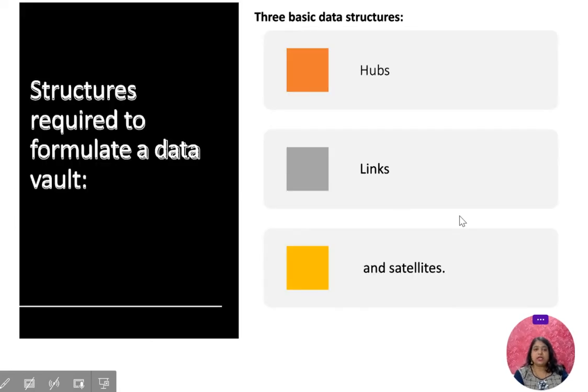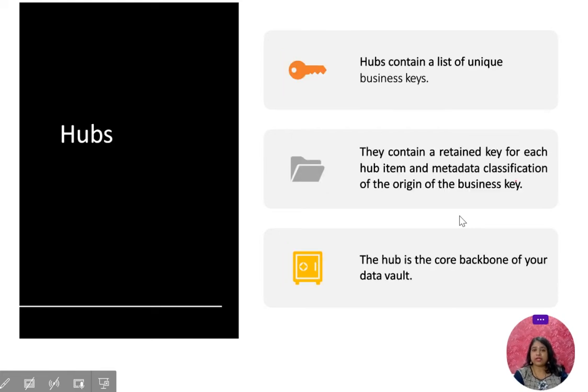So what are the structures required for formulating a data vault? We basically require three structures: hubs, links, and satellites. So let's see what they are one by one. Let's start with the hub.